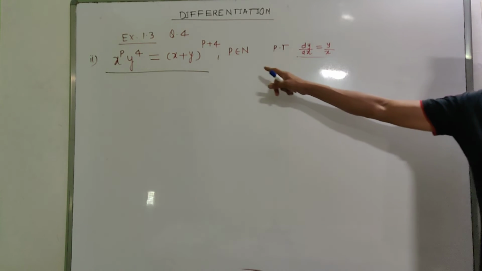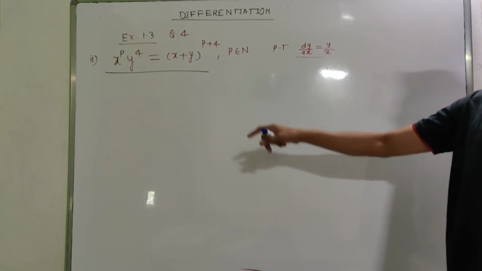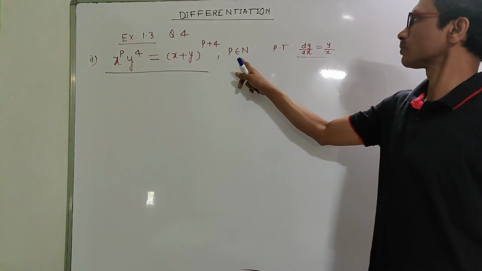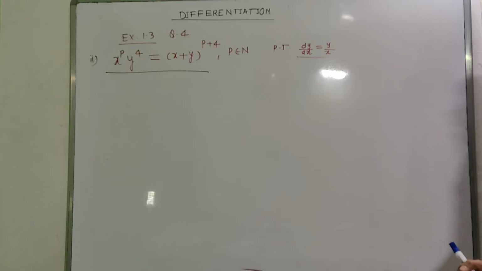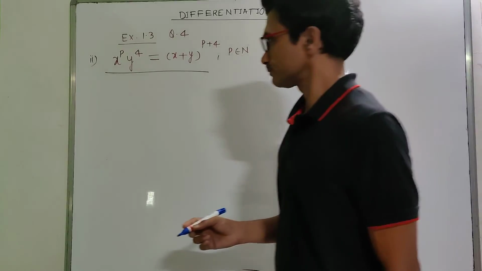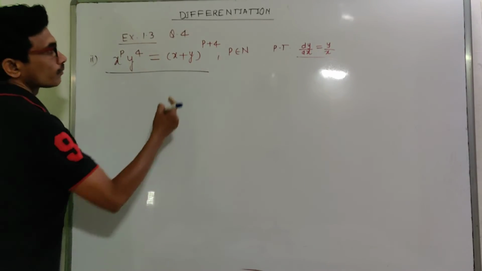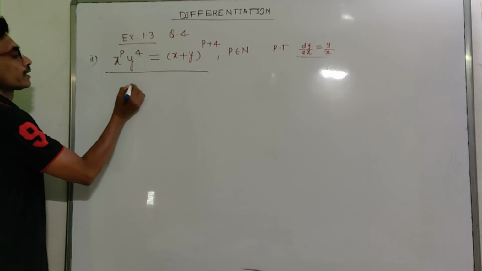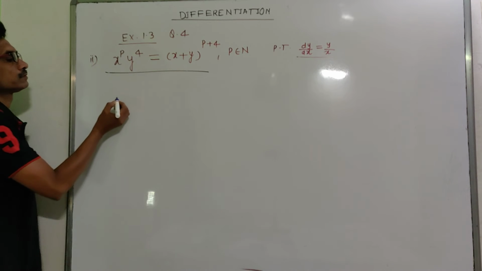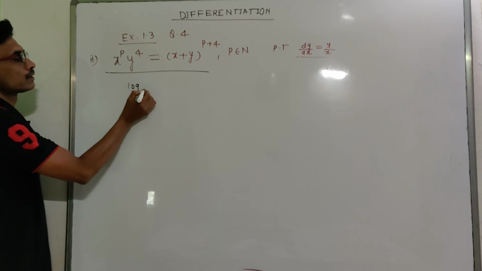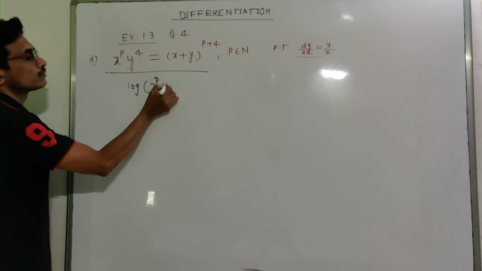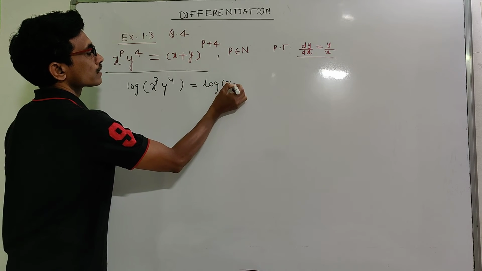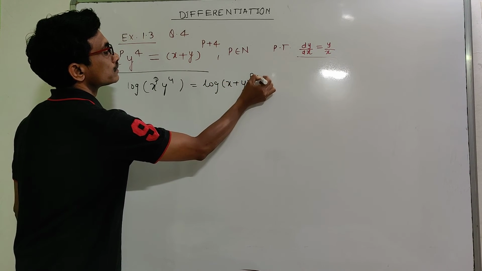Exercise 1.3, question number 4, second sub question. x to the power p, y to the power 4 is equal to (x plus y) to the power p plus 4, where p belongs to N, prove dy by dx is equal to y upon x. So here we take log of both sides and simplify this. Log of x to the power p, y to the power 4 is equal to log of (x plus y) raised to power p plus 4.